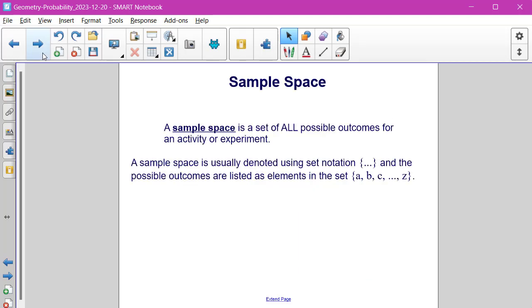Probability of simple events. We'll begin by discussing what a sample space is, which is a set of all possible outcomes for an activity or experiment. A sample space is usually denoted using set notation, which are also shown in between these braces, or sometimes people call them curly brackets. And the possible outcomes are listed as elements in the set.